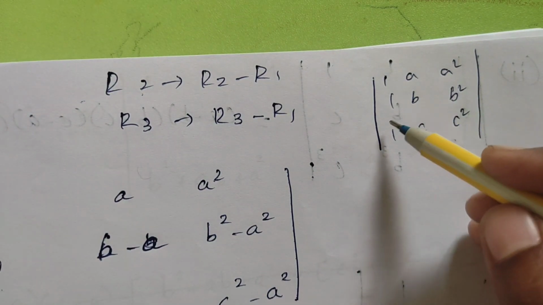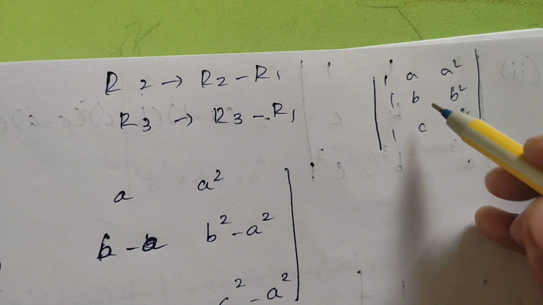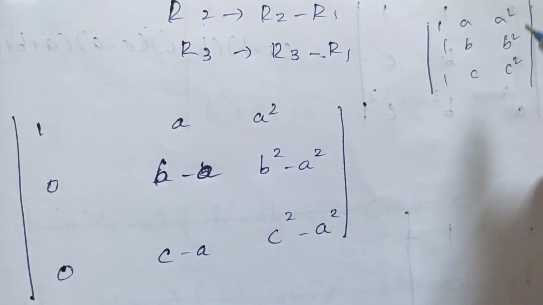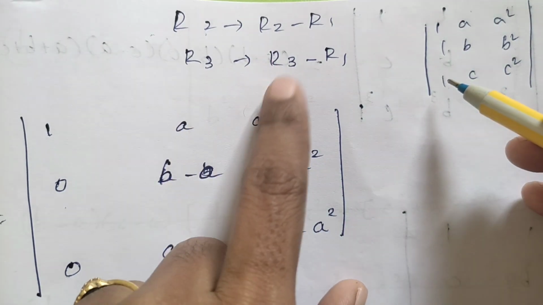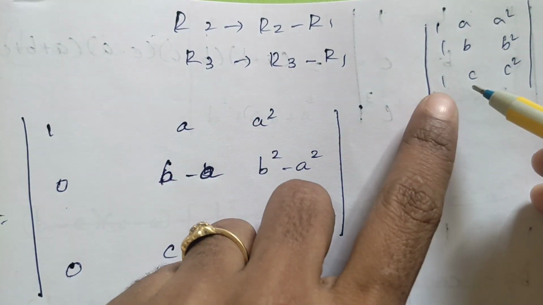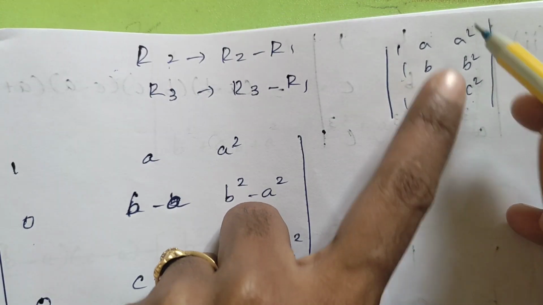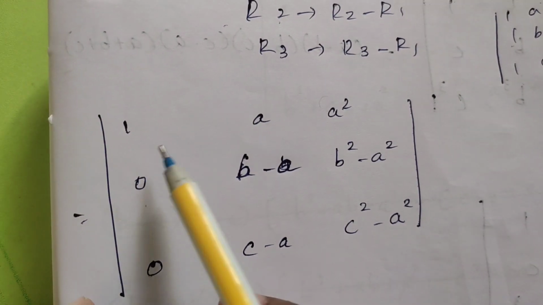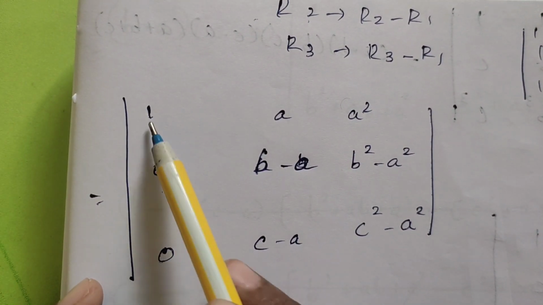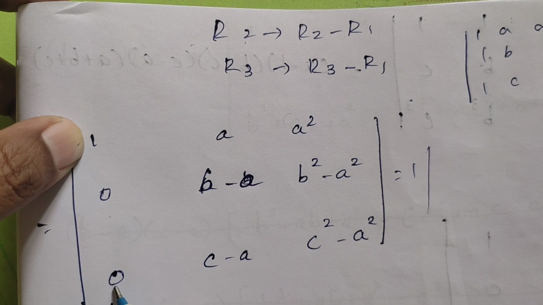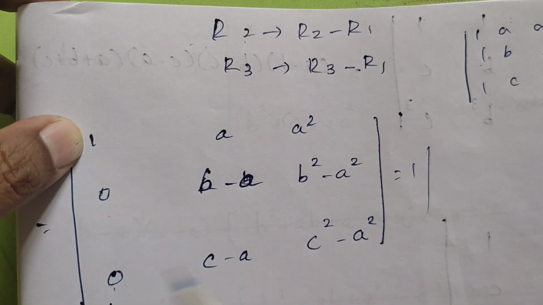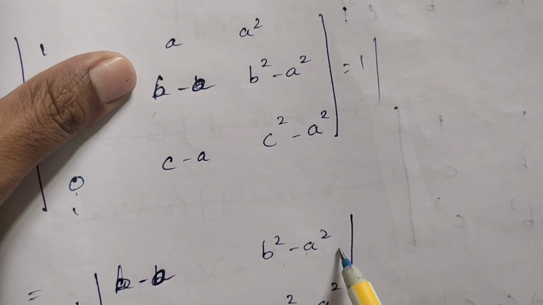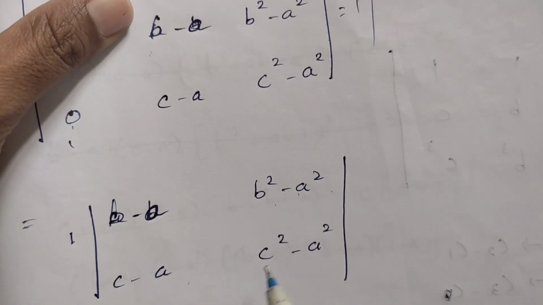So 1 minus 1, 0. Next B minus A. Next B square minus A square. Next R3 tends to R3 minus R1. 1 minus 1, C minus A, C square minus A square. That is what is written over here. Here I am taking the determinant value column wise. When I leave this row and this column, I will have B minus A, B square minus A square, C minus A, C square minus A square.